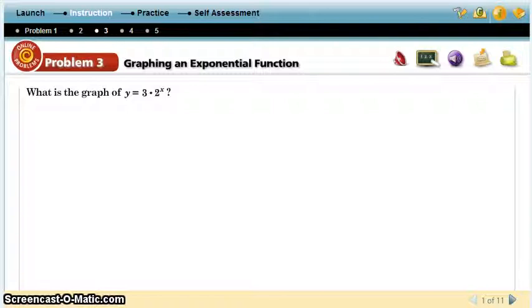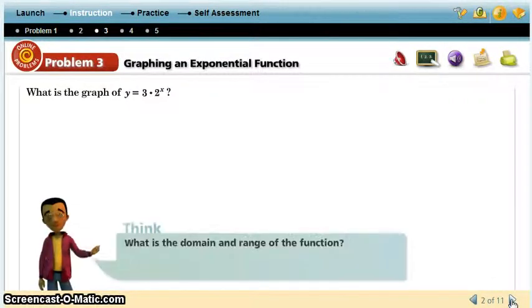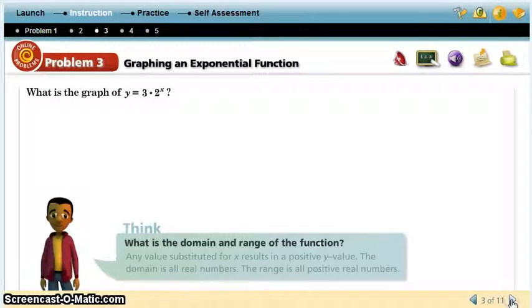In this problem, you will graph an exponential function. What is the graph of the function y equals 3 times 2 to the x power? What is the domain and range of the function? Domain are your x's, range is your y. Any value substituted for x results in a positive y value. The domain is all real numbers. The range is all positive real numbers. Basically, you can substitute any number you want in place of x, and you're going to get the y value that it's matched up with. So you can have pretty much any y value as a result.